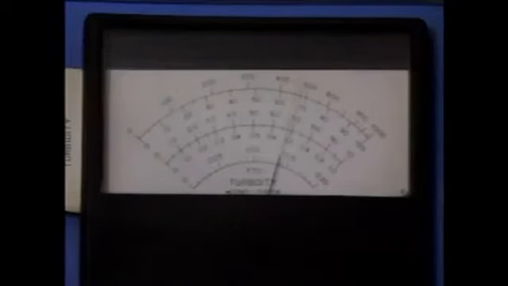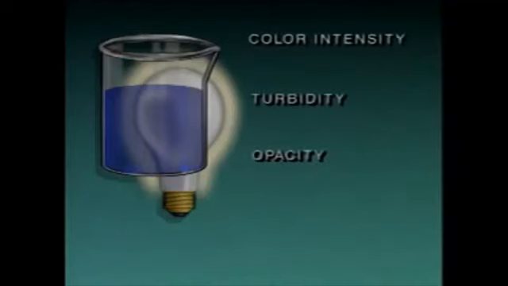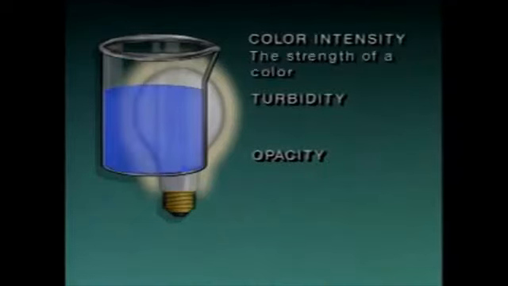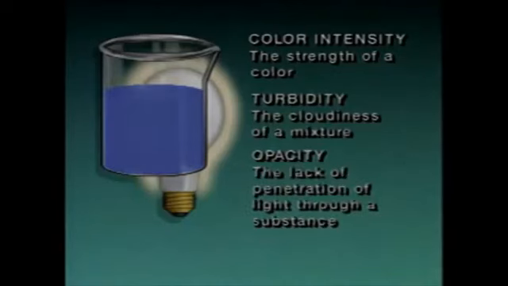Clarity analyzers measure light and a substance's ability to let light pass through it. Three factors that affect how light passes through a substance are color intensity, turbidity, and opacity. Color intensity is the strength of a particular color. Turbidity is the cloudiness of a mixture. And opacity is a measure of the lack of penetration of light through a substance.